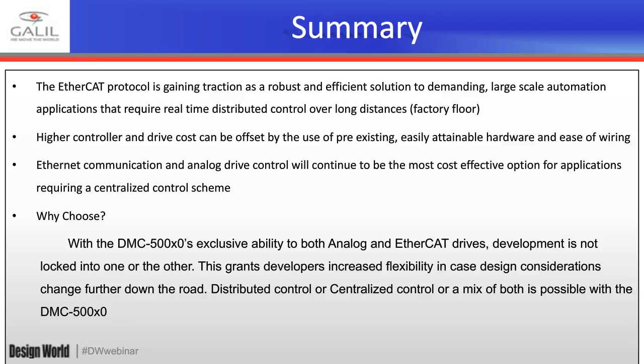Lastly, if the application could need either or, the design goals are still a bit vague, why choose? Again, with the DMC 50,000's ability to mix analog, EtherCAT drives or stepper drives, whatever you need, you're not automatically locked into one or the other, which grants a huge amount of flexibility for those first looking to take first steps into using EtherCAT in applications.